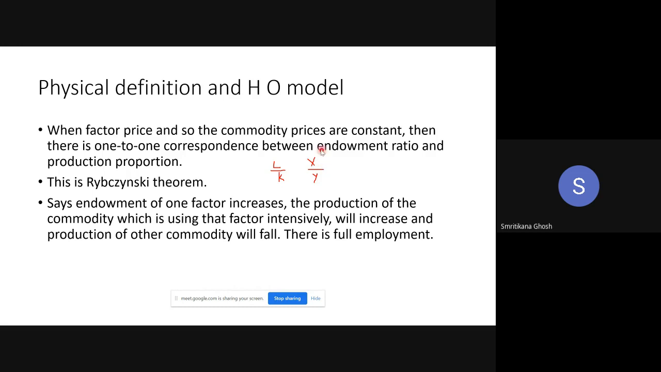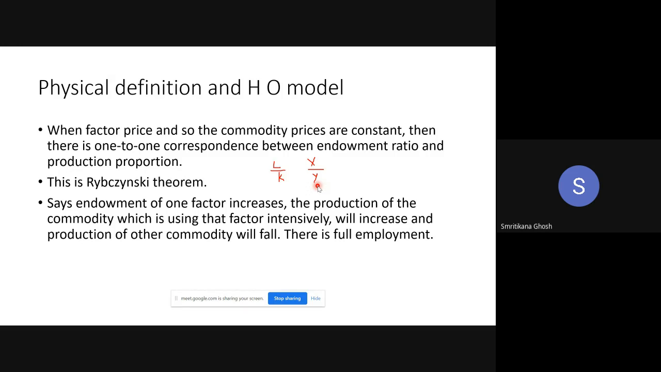So when you are going to produce more of X, labor is used, but labor availability is not an issue because labor availability has increased. But what about the capital? There is no extra capital in your hand, but when you produce more of X, you need more capital. And how to get more capital? You have to reduce the production of Y. So logically, this is the Rybczynski theorem. This is the logical explanation of the Rybczynski theorem.